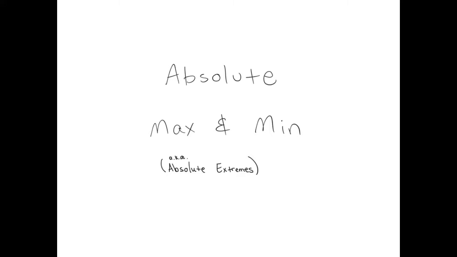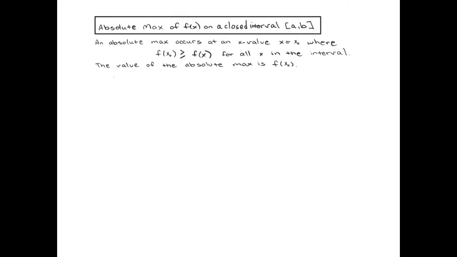In this video, we're going to discuss absolute max and absolute min. This is also called absolute extremes. We're going to be looking for the absolute maximum height of the function on a closed interval [a, b]. Of course, closed means that a and b are included, so we're using the square brackets here for the interval.